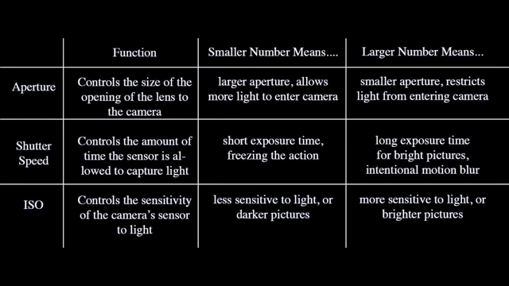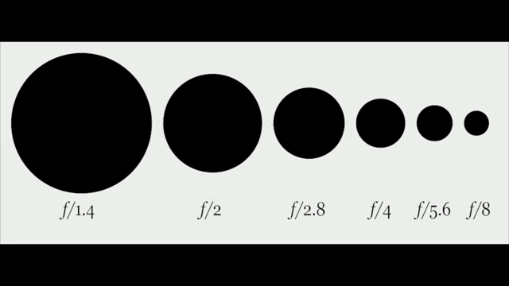Now in this chart we have a graphic representation of what each of the components to a proper exposure actually do. Aperture controls the size of the opening of the lens to the camera. The shutter speed controls the amount of time the sensor is allowed to capture light, and ISO controls the sensitivity of the camera's sensor to the light. So with our first component we have aperture. Aperture essentially controls the amount of light that gets from the lens to the sensor inside the camera.